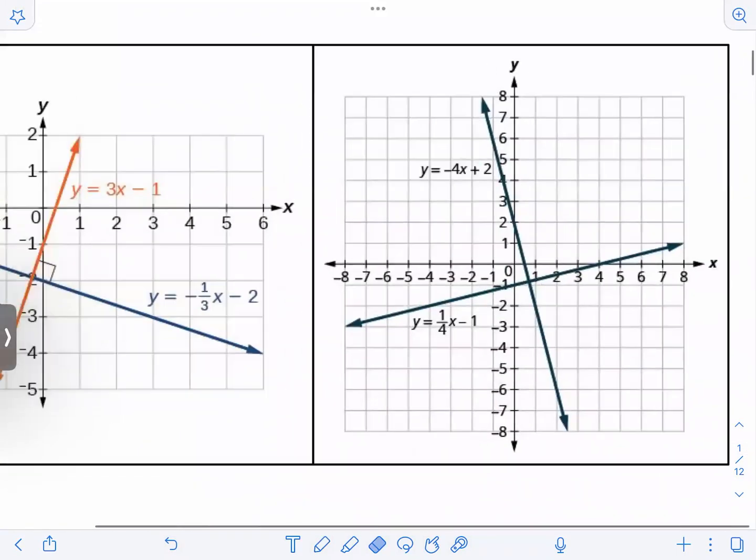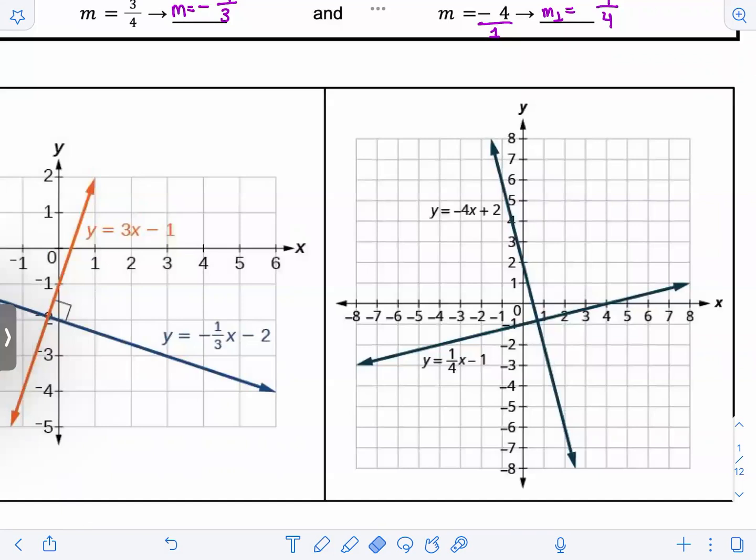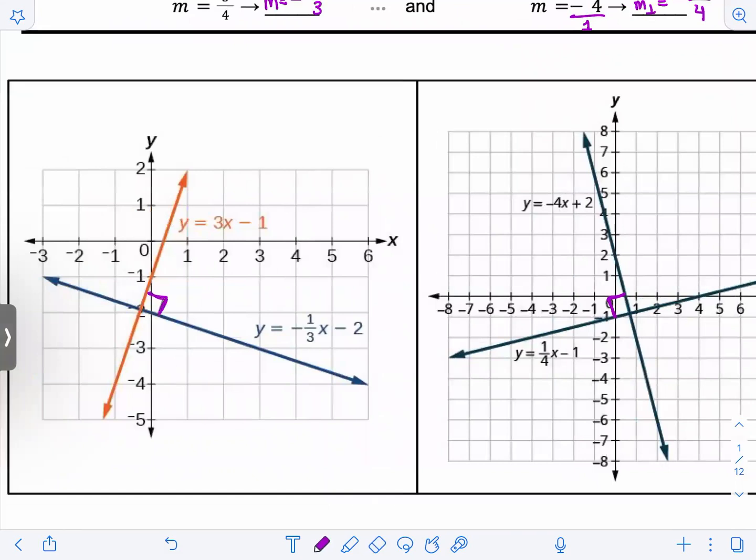As you can see, perpendicular lines intersect and make a perfect 90-degree angle, or a corner, right there. That's got to be that corner, okay? Here are two lines that were not perpendicular. This is perpendicular, because you have that perfect corner there. So notice the difference between those two lines.